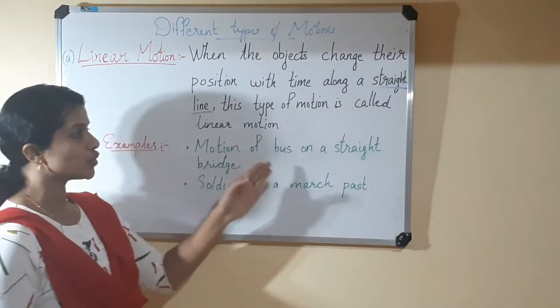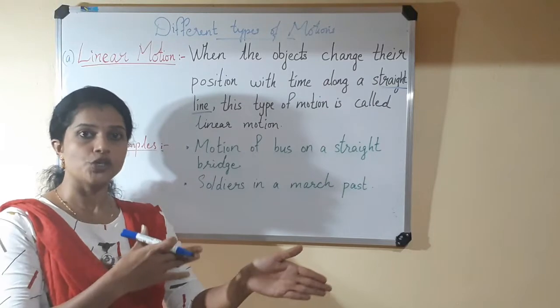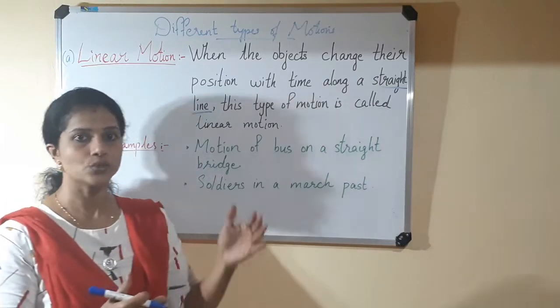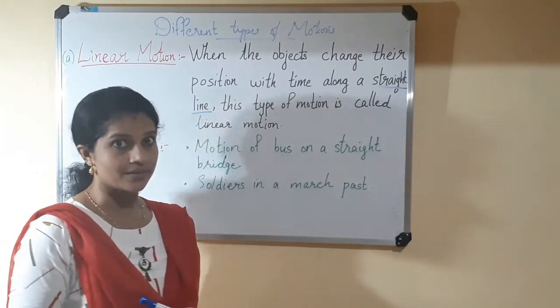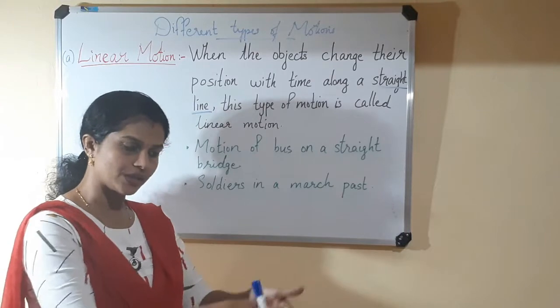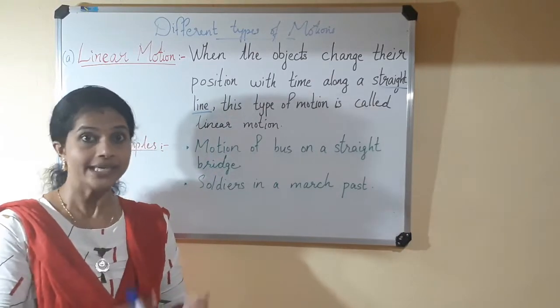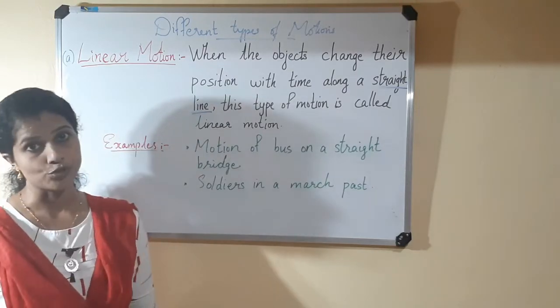You know that the motion of a bus on a straight bridge. एक straight bridge के ऊपर से अगर एक बस पास कर रही है, so that is a linear motion. And soldiers in a march past, वो भी आप लोगों ने देखा है, जब सोल्जर्स मार्च पास करते हैं तो वो हर वक्त एक स्ट्रेट लाइन फॉलो करते हैं, isn't it? एक स्ट्रेट लाइन पे वो मोशन करते हैं. So that is the linear motion.